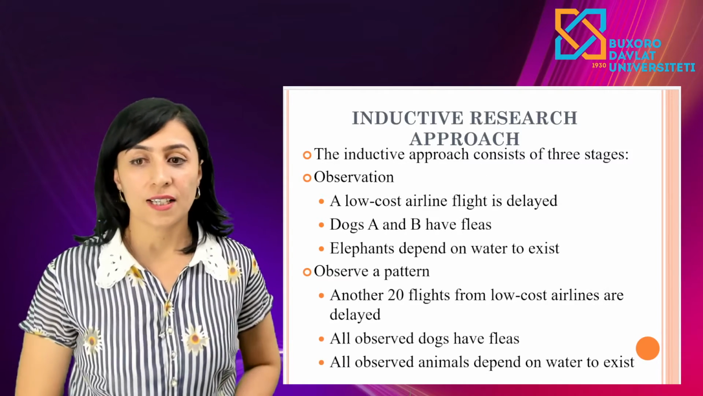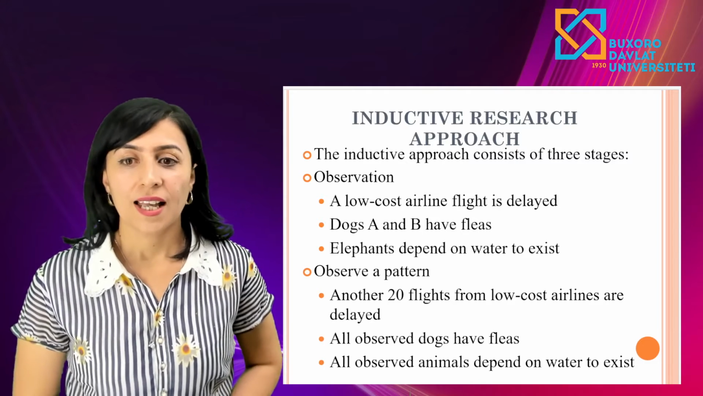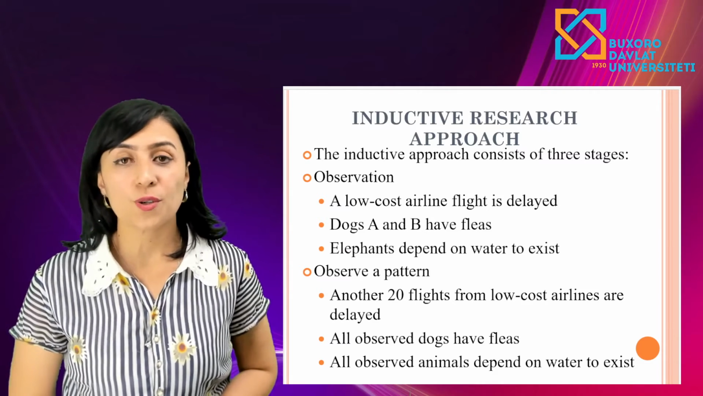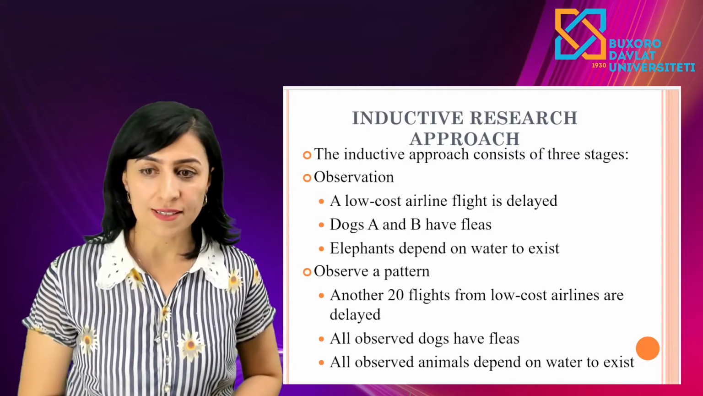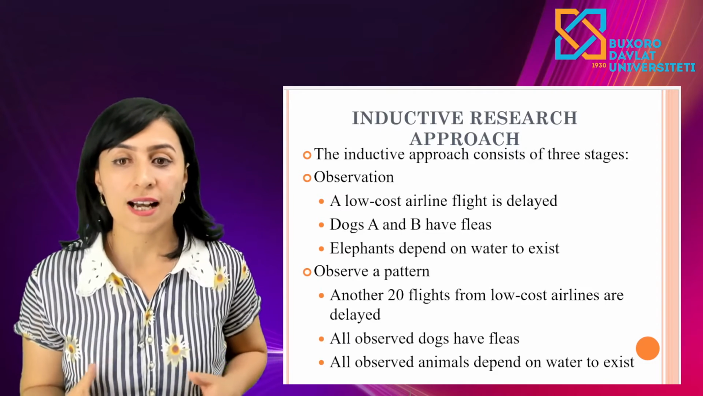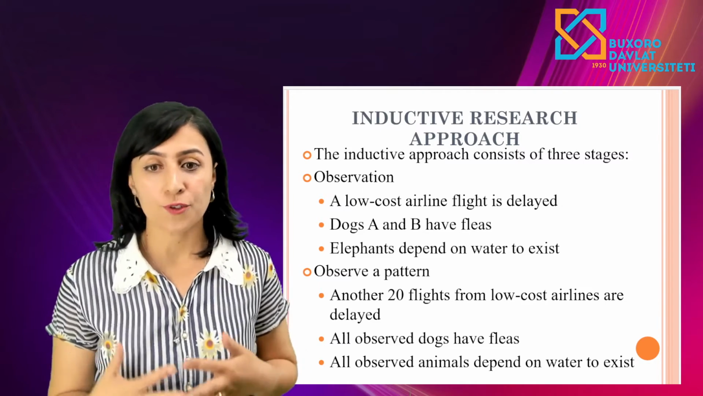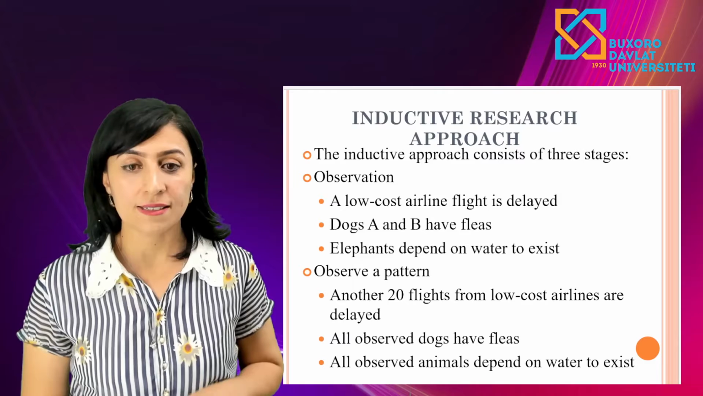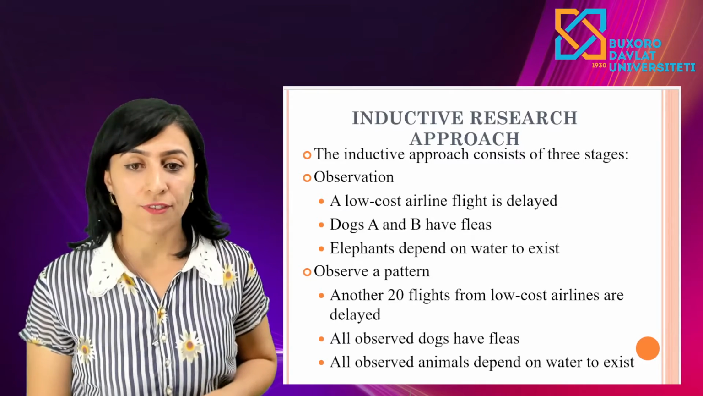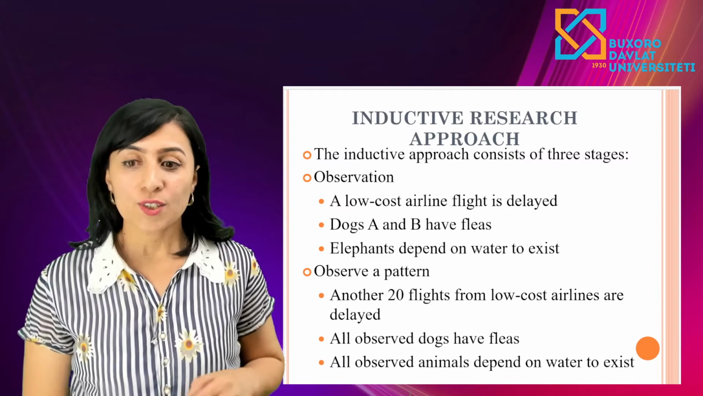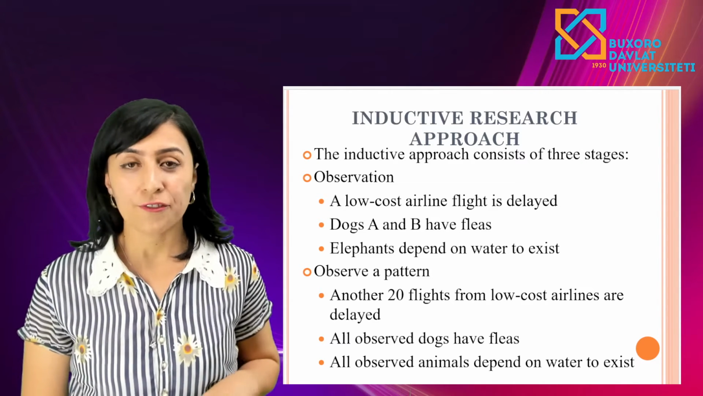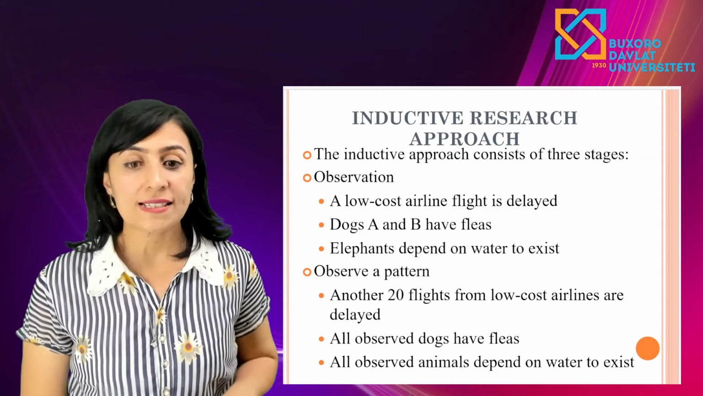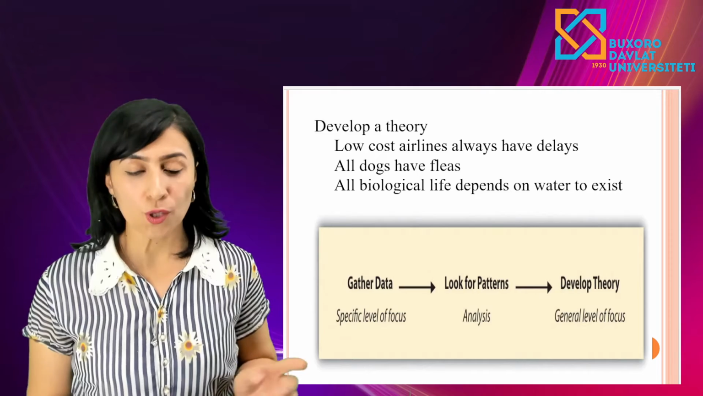Now, the inductive research approach. The inductive approach consists of three stages. The first one is observation. Now, there are three examples. First of all, in the inductive approach, you will observe in the first stage. For example, you observe one low-cost airline flight is delayed. Next, dogs A and B have fleas. Next, the third example: elephants depend on water to exist. So you have observed them.